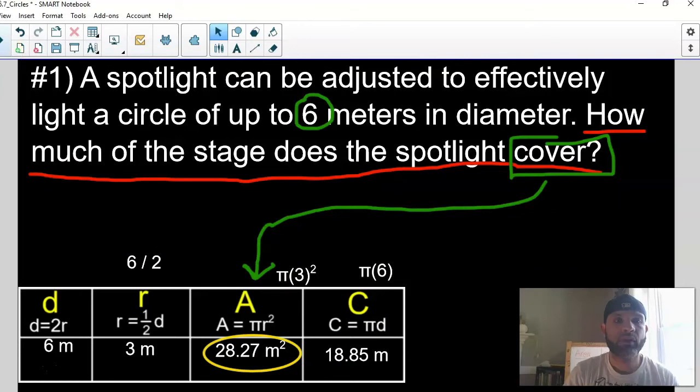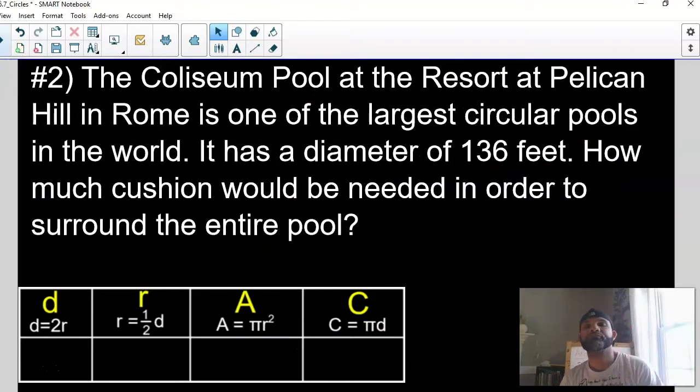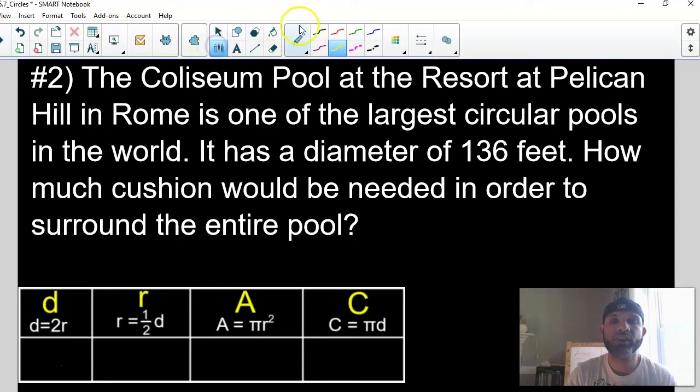Number 2, you go ahead and do that. Again, this is on your worksheet on RPS at home. But we could do it one by one. So assuming you pause the video, you read the question, and then we're gonna use CUBES. The Coliseum pool at the resort at Pelican Hill in Rome is one of the largest circular pools in the world. It has a diameter of 136 feet. How much cushion would be needed in order to surround the entire pool?